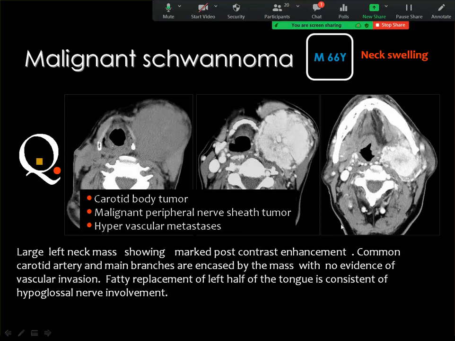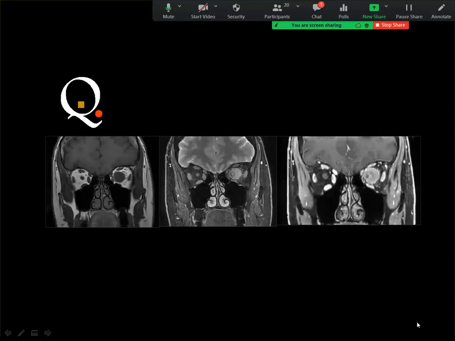You know, malignant transformation in schwannomas is now known as malignant peripheral nerve sheath tumor, and is not known as neurofibrosarcoma anymore. Then the possibility of glomus tumor or carotid body tumor may be considered. You can see the carotid vessels entangled within the mass, or you may also think of a hypervascular metastasis, but actually this lesion was proved to be a malignant schwannoma.